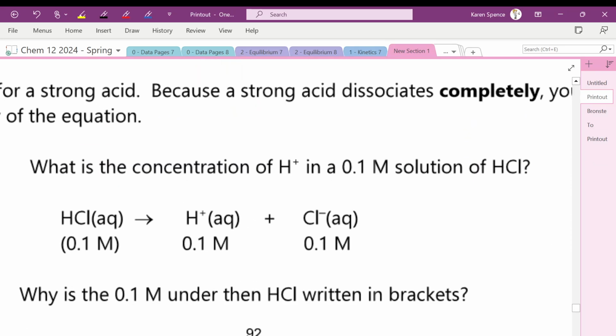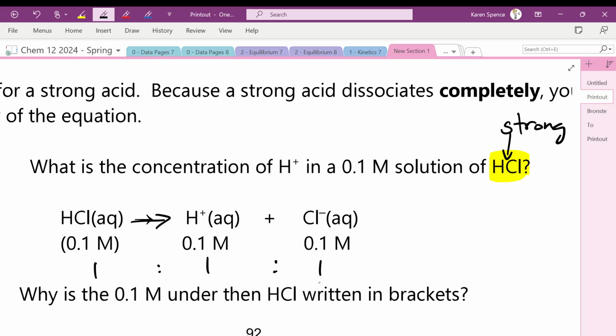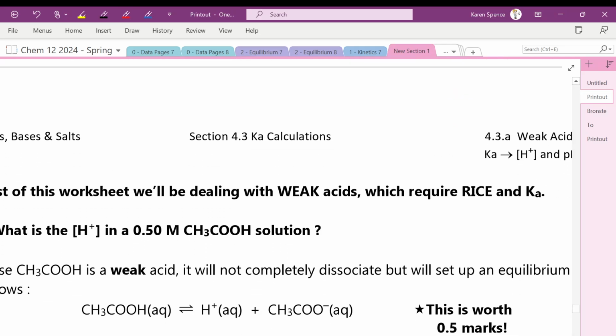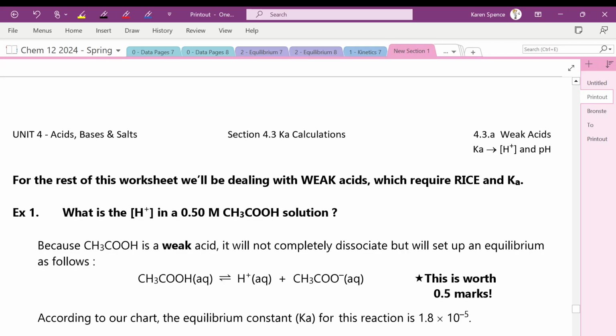All right, so remember what we just did a moment ago. What kind of an acid is HCl? Strong. It's strong. And if it's strong, do you need to use a RICE and Ka? No, you just dissociate it and you say, oh, I've got a 1:1:1 ratio, and you're done. Okay, so it's really important anytime you get a question, you ask yourself, is it strong or is it weak? Here, we're going to be dealing with weak acids for the rest of this, which require RICE and Ka.